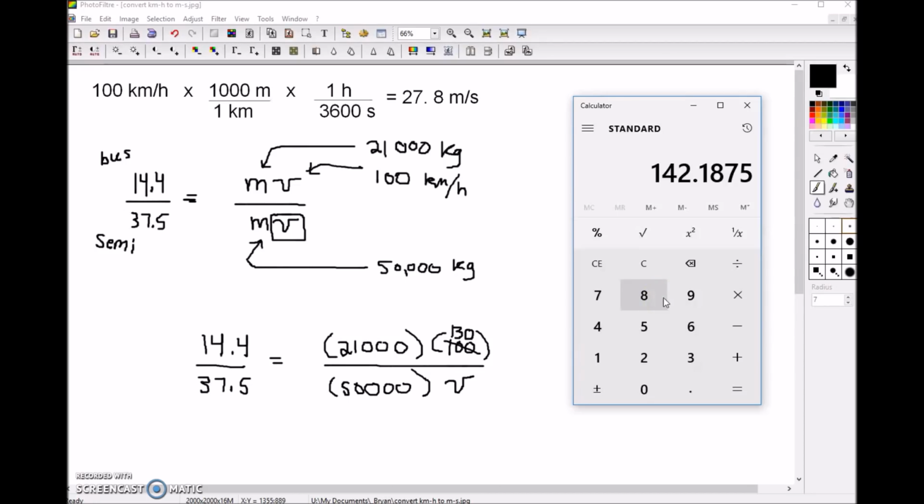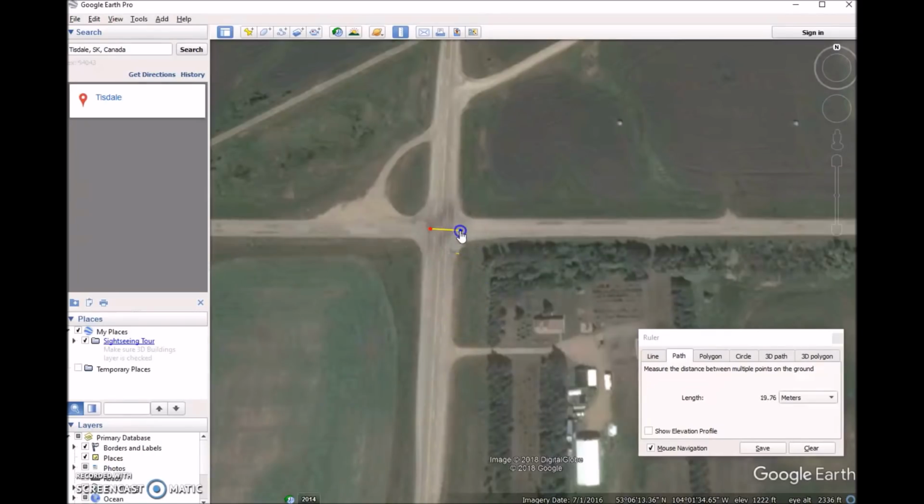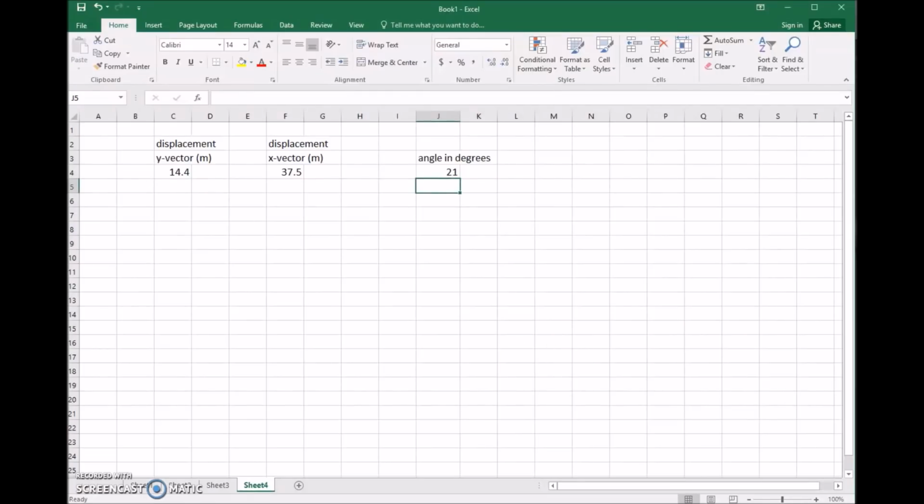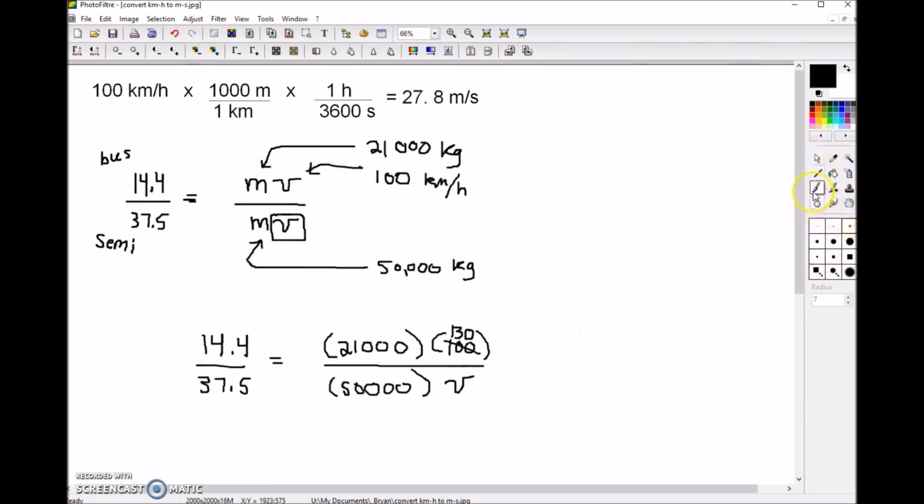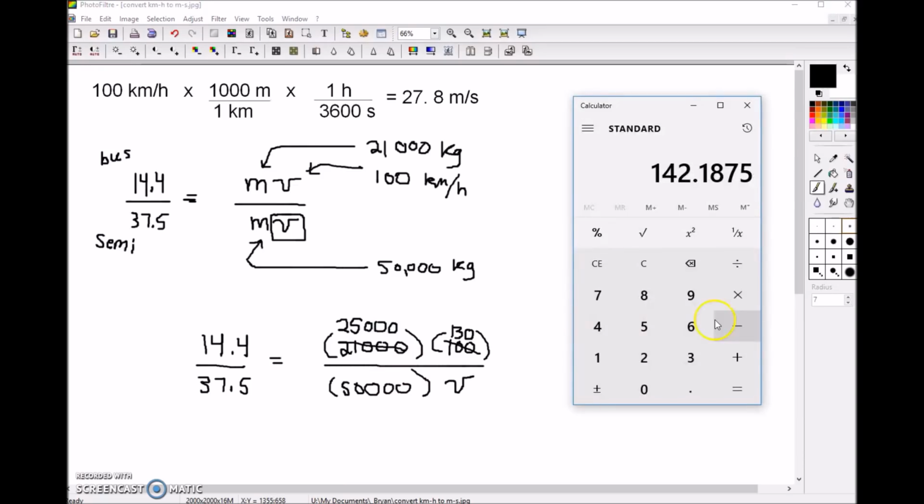See, momentum has to be conserved. And for the bus to be dragged from here to here, the truck has to be going as fast or faster than the bus. We can change the mass if you want. Maybe we made an error on the mass. Let's make the bus more massive. Just to see real fast: 37.5 times 25,000 times 130 divided by 14.4 divided by 50,000. No, that's even worse.